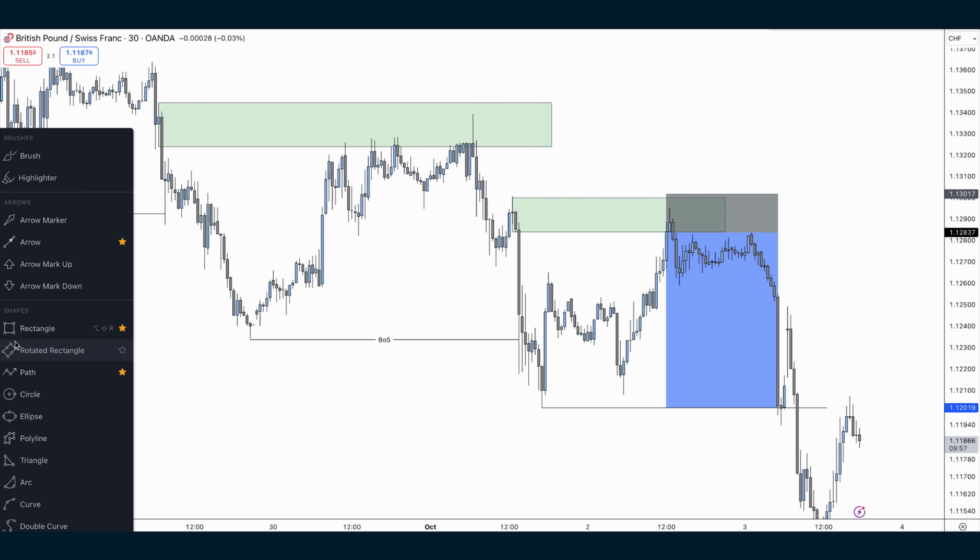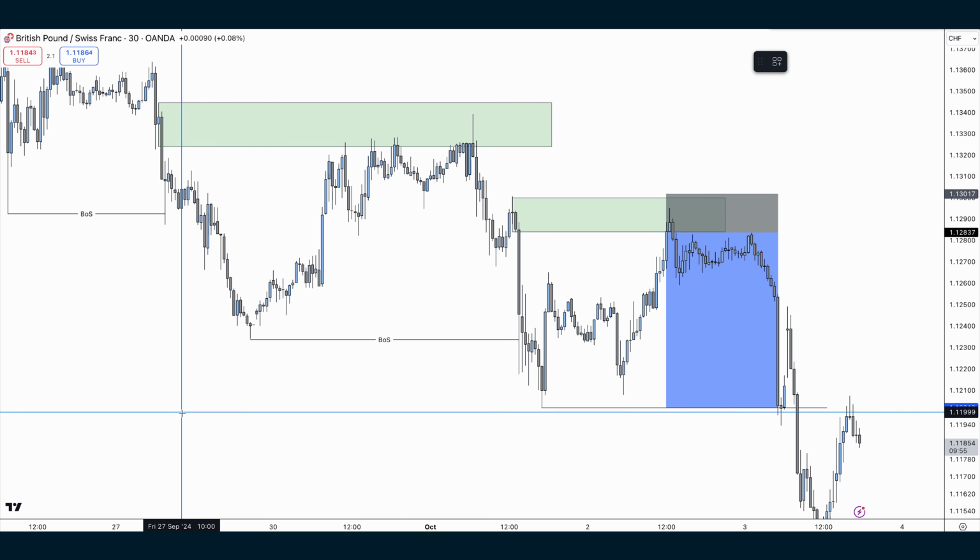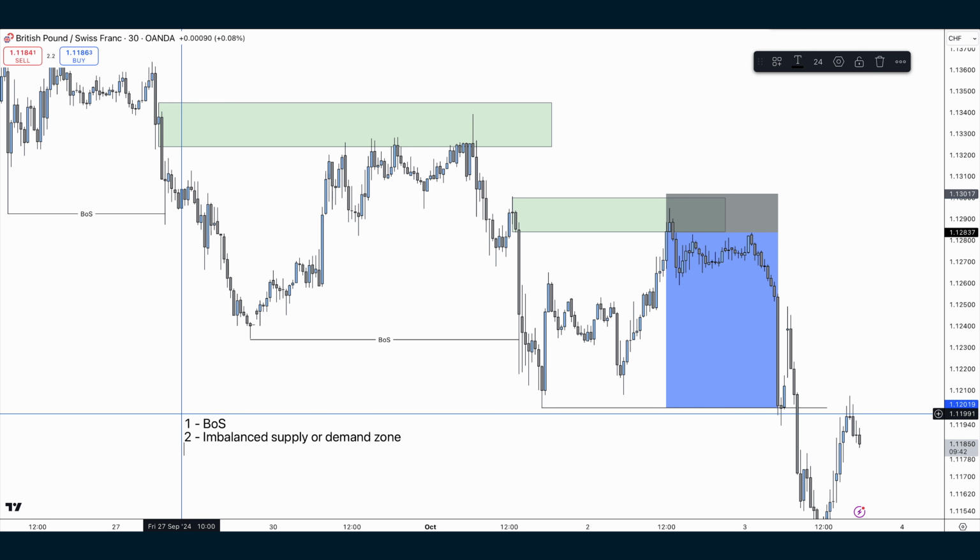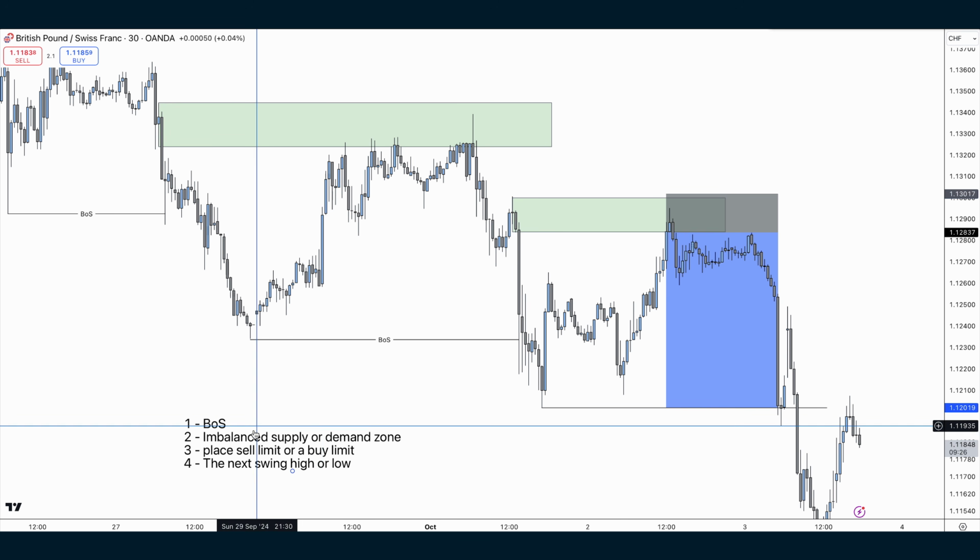So what have we got for our rules? Because we did say we want our rules lined out. First, we want to look for a break of structure. When we have that trend developed, we want to find an imbalanced supply or demand. And then when we have that imbalanced supply or demand, we will be placing a sell limit or a buy limit on the zone, and we will target the next swing high or low. So that would be our list of rules.